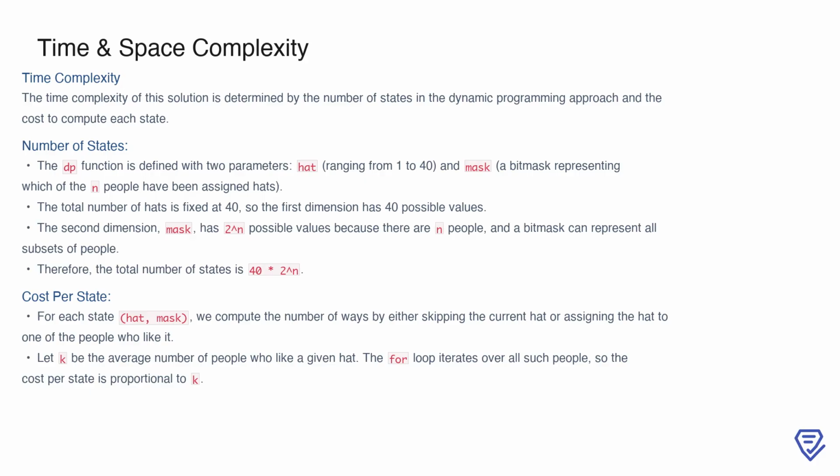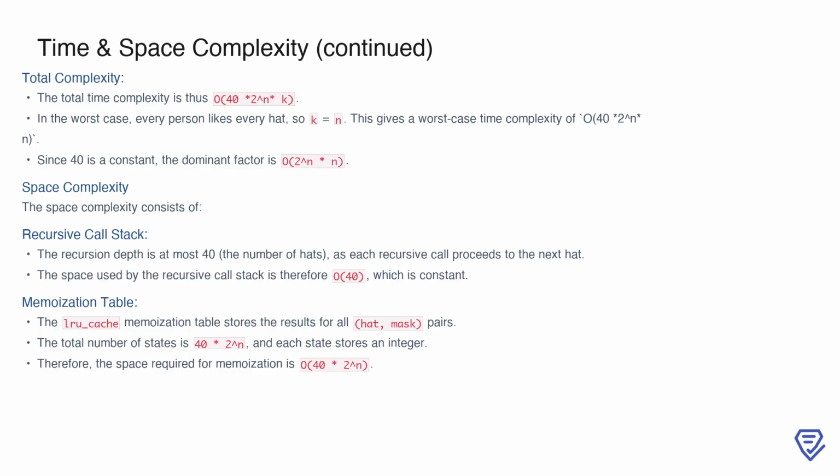Moving to the cost of computing each state, for a given (hat, mask) pair, we calculate the number of ways by either skipping the current hat or assigning it to one of the people who like it. If k represents the average number of people who like a given hat, the computation involves iterating through these k people, making the cost per state proportional to k. Now, to calculate the total time complexity, we multiply the number of states, 40*2^n, by the cost per state, which is proportional to k. This gives us a total time complexity of 40 times 2 to the power of n times k. In the worst case, where every person likes every hat, k becomes equal to n, resulting in a worst-case complexity of 40 times 2 to the power of n times n.